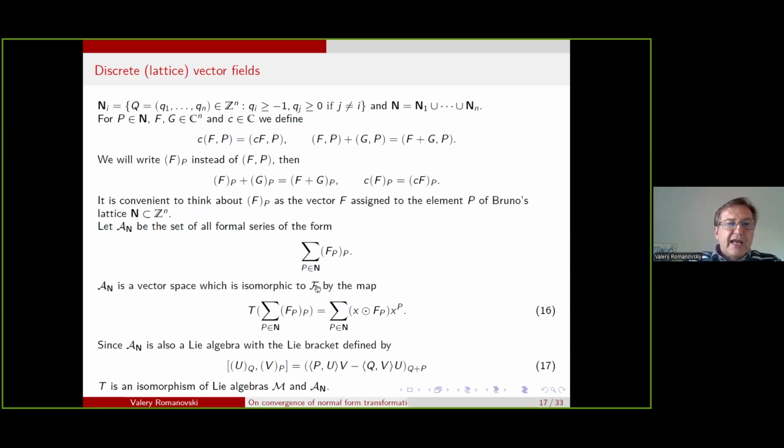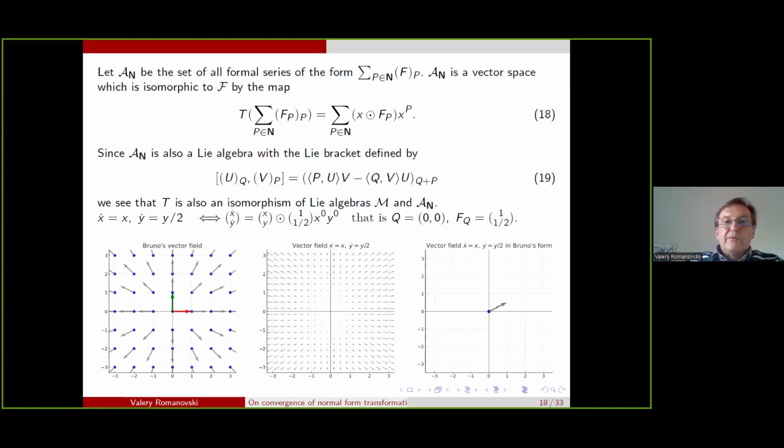First, it's a vector space isomorphic to the space of Bruno vector fields, but it's also a Lie algebra, isomorphic to M. It is possible to see that we can just define this Lie bracket in this way, and it will work. So we have an isomorphism, and we can do some visualization of this.